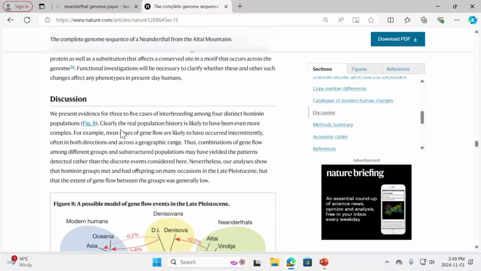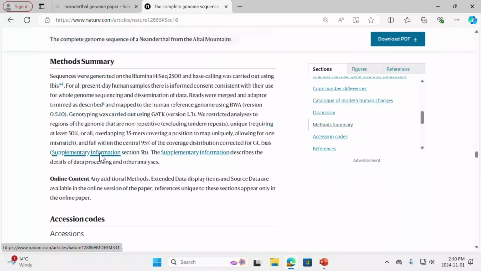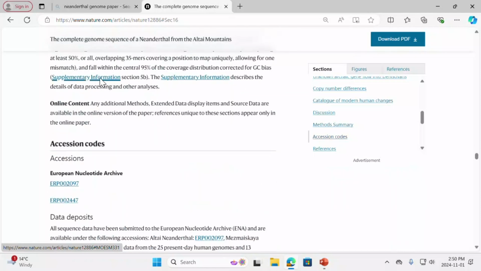There's no real format other than summarize the paper and tell me what's wrong with it, what's good with it, and what's the future, let's say. Obviously, if you go in the methods section, you have a summary that is here, but you have supplemental information where you can figure out how they did all this stuff.